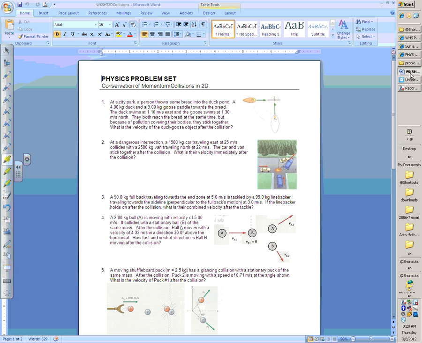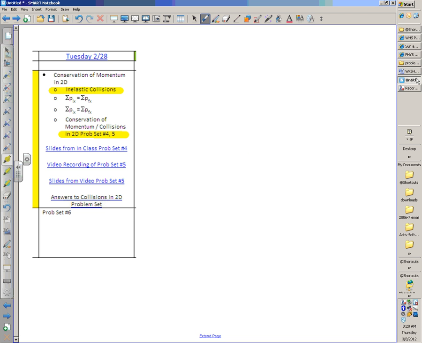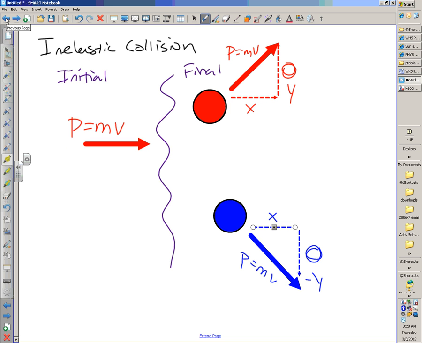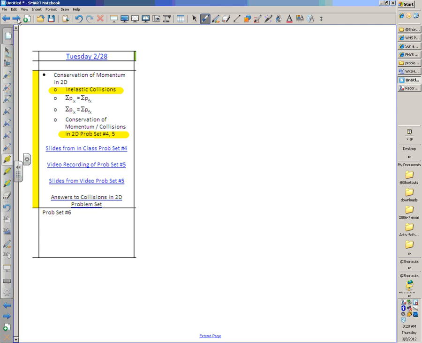That problem set looks like this. There's cars on the front, there's a duck up there, a duck and a goose. Problem set number 4 and number 5 are problems similar to this. Also, for homework, problem set number 6 is very, very similar to this as well. I recorded some things in class that we did when we introduced the example problem. Also, the answers to that problem set are posted online as well. Good there?